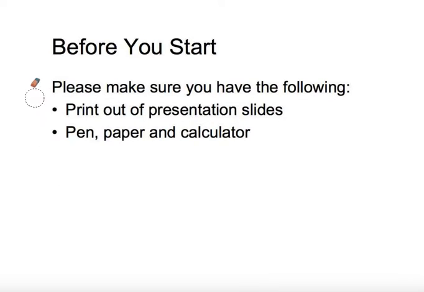Before we start, if you have access to the slides, it's a good idea to print them out. That way you can make notes for yourself of things that you need to remember, thoughts and feelings at the time, your own understanding of the video. But whatever happens, make sure you have got a pen, paper and calculator, because there are opportunities for you to try out examples and then mark your work from my solutions.